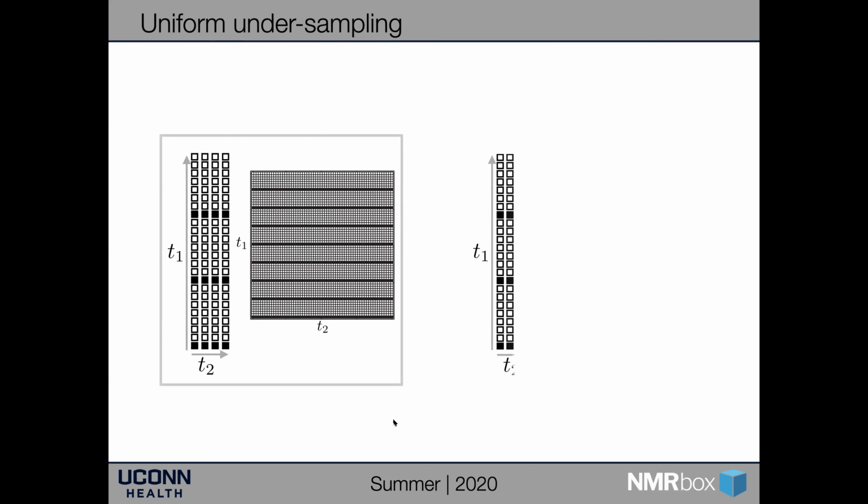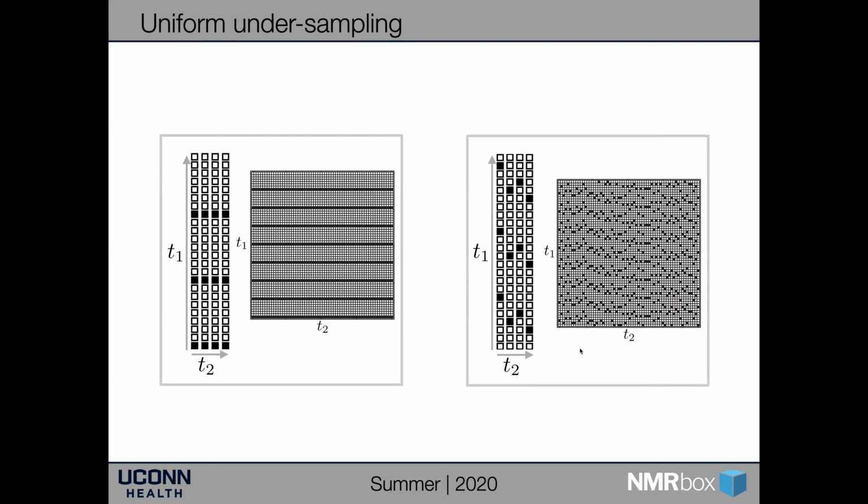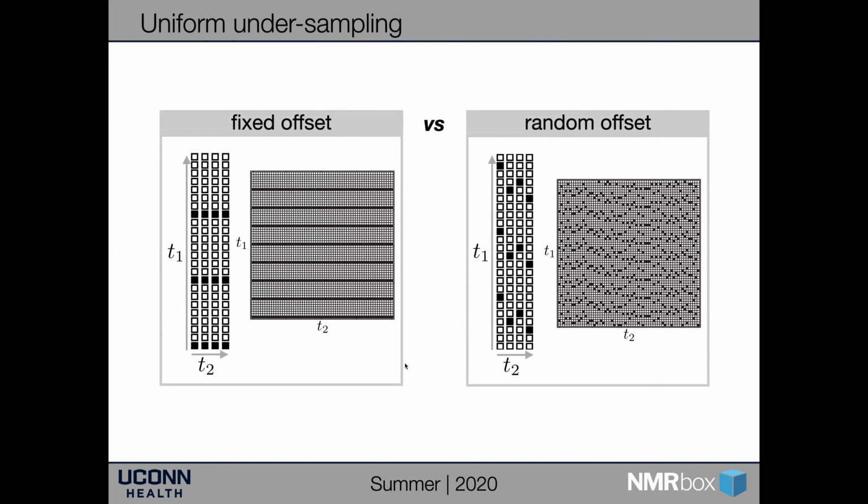So let's start with the same approach again. We're sampling 1 out of every 8 points along T1. We repeat that along T2, but this time we're going to randomly slide those columns up and down to different positions. So now we no longer have coherence between those columns as we go along T2. And we refer to these two approaches as the fixed offset on the left and the random offset on the right. And that's going to be the basis for our toy problem.